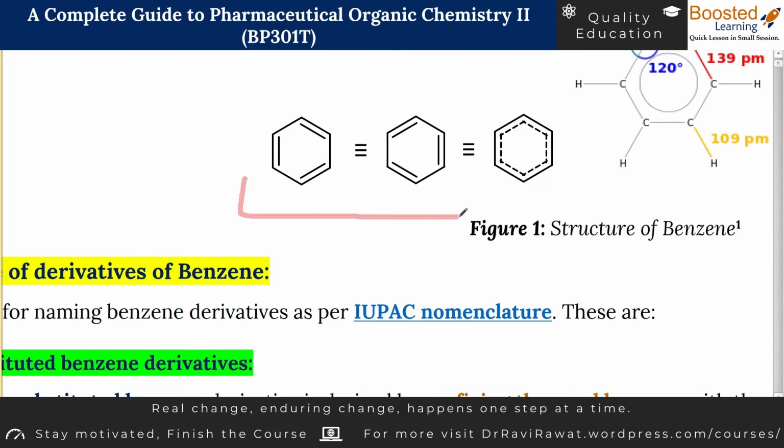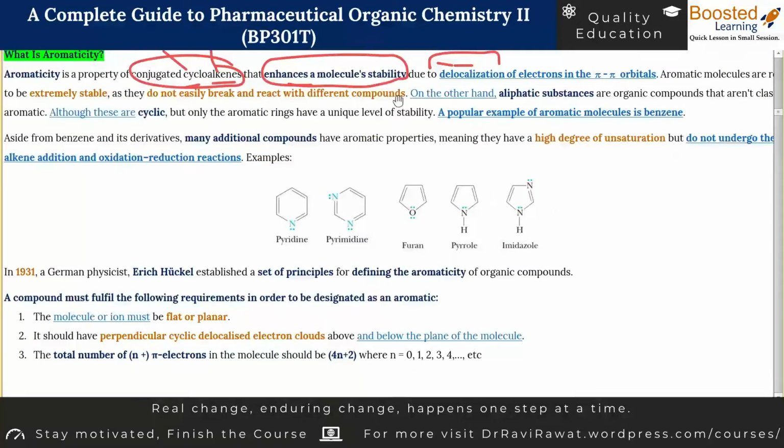Like we have seen in case of benzene, that the pi bonds were not restricted to one place. In fact, these were shifting their places, so there was delocalization of the pi electrons. This was the more correct form, the hybrid form. So this means there was delocalization of electrons, and that was the reason which was providing more stability to benzene. So this is the reason that aromatic compounds possess delocalization of electrons, and that is why these are more stable.